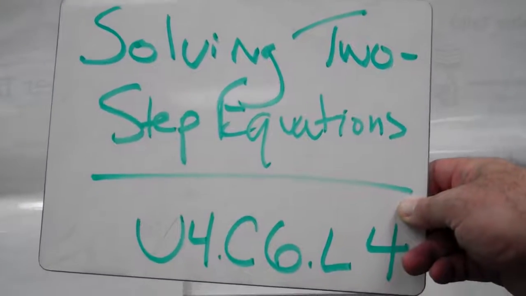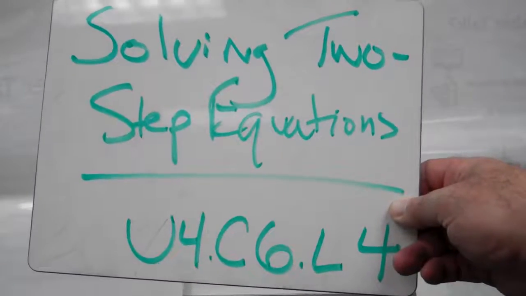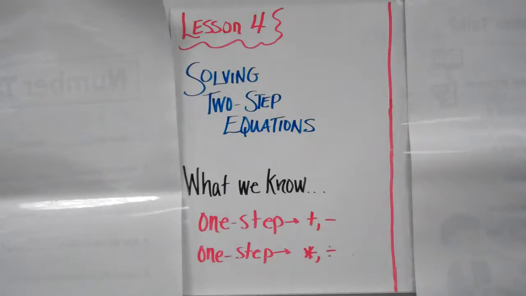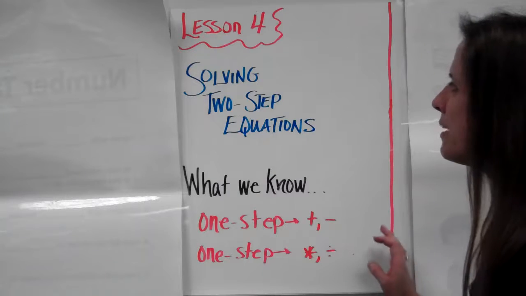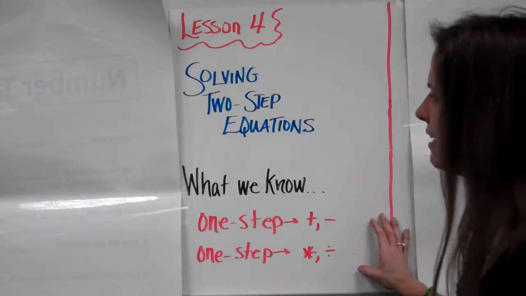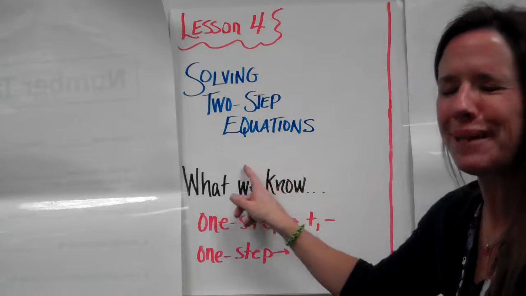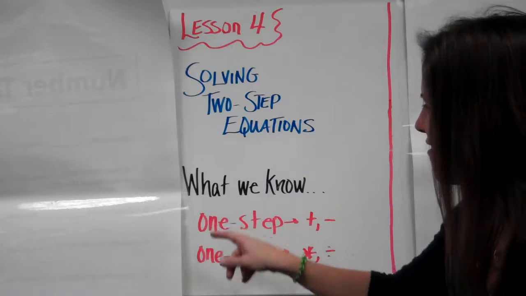Hey, it's solving two-step equations. This is Unit 4, Lesson 4. Kind of exciting. Woo! Here's Mrs. Benoit. Hi again. Okay, so we're going to solve two-step now. Make it a little more complicated, but we're just building on what we know.